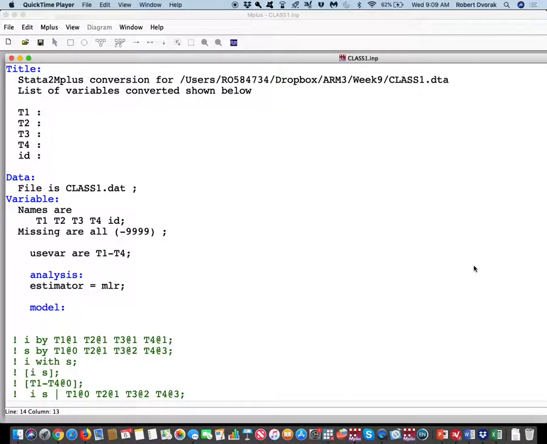All right, so everyone should grab the class1.inp file and the class1.dat file. And we are going to start today by looking at a basic latent growth curve model. In class today, we're going to go through 3 different types of latent growth curve models.